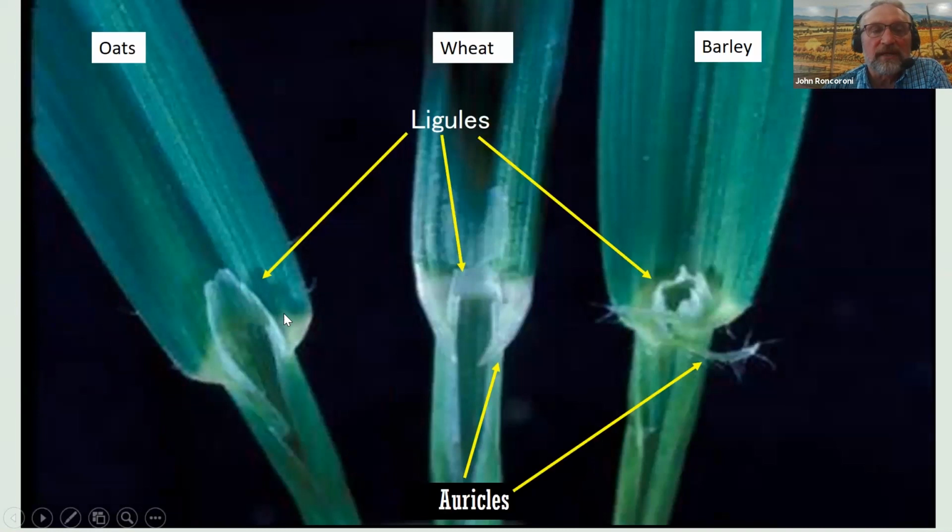Now again, important for identification of grasses: the ligules are long and papery, fairly short, and then ripped. And again the auricles here: none, short, and then clasping.